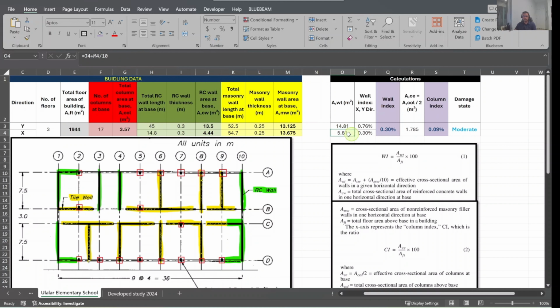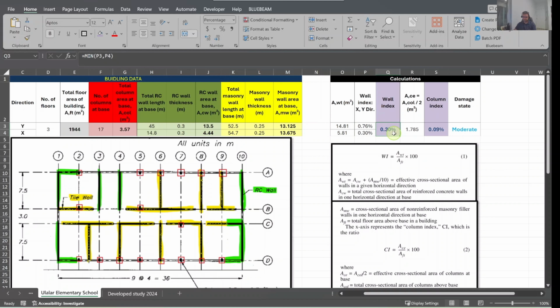AFT actually is the total floor area of the entire building, which is calculated here by multiplying the plan dimensions by the number of floors. Okay. Now, I can calculate the wall index for both the Y and X directions. And finally, the minimum value between the two is taken as the wall index for the building, which is 0.3%.